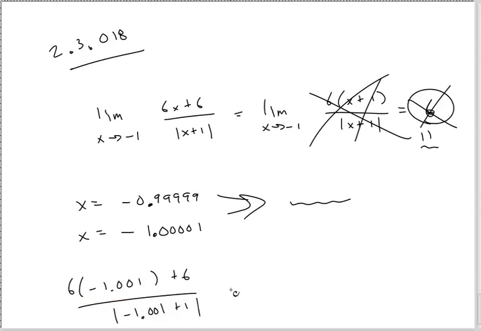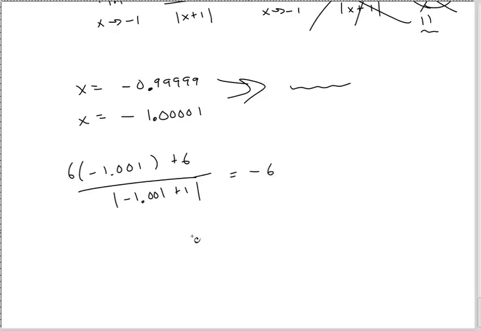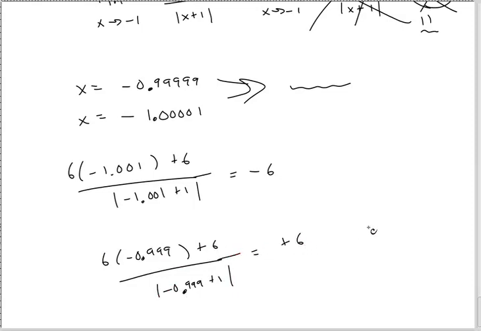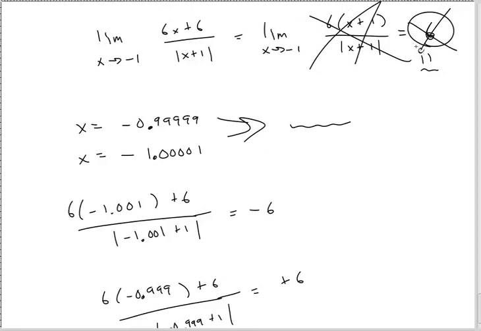Plus 1. Okay, and what I got whenever I plug this into the calculator, I got a negative 6. Now I'm going to plug in this guy here. Just kind of going through it. 999 plus the 1. And when I did this one, I got a positive 6. So did I get a 6 as my answer? Yeah, but I got a negative, and I also got a positive.